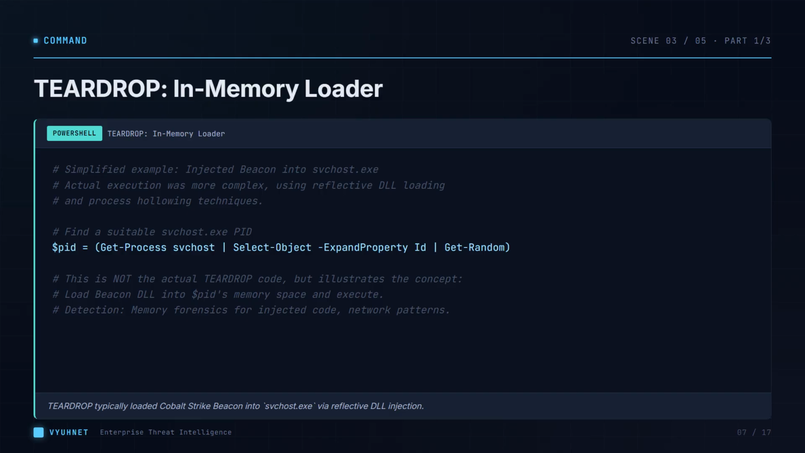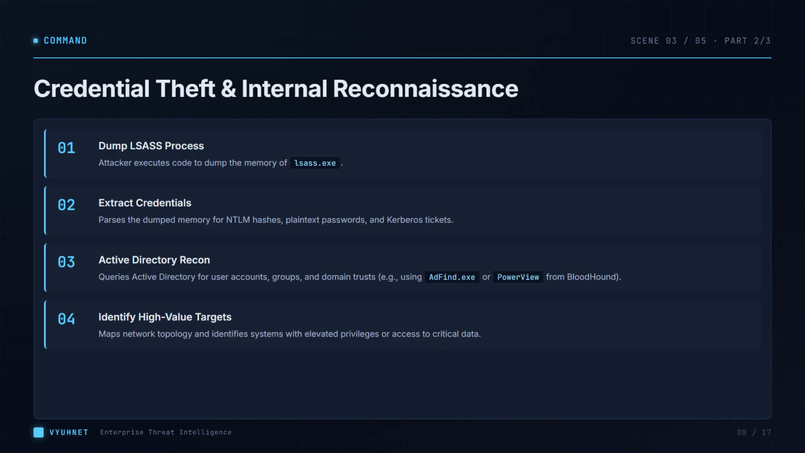With the Cobalt Strike beacon active and running with SYSTEM privileges, the attackers moved to credential theft. A primary target was LSASS.exe, the Local Security Authority Subsystem Service, which stores credentials in memory. They would dump LSASS.exe memory to extract plaintext passwords, NTLM hashes, and Kerberos tickets.